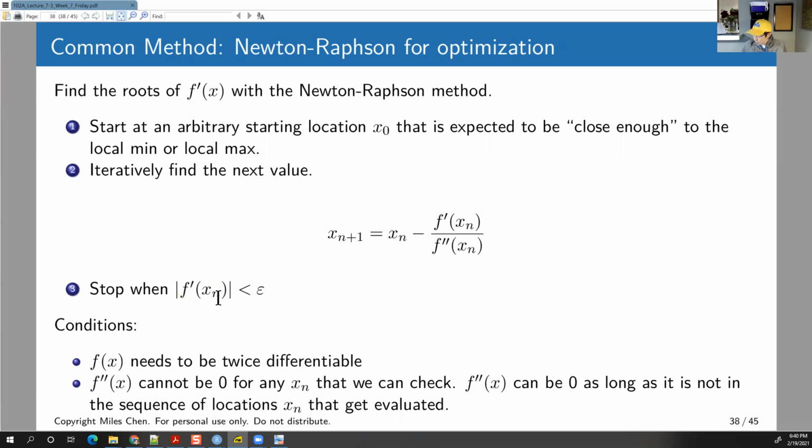The only conditions here are that f needs to be twice differentiable. You need a function that you can differentiate twice, and f double prime is not allowed to be 0 for any of the xn's that you check. It's allowed to be 0 elsewhere. It can cross 0, it can go from negative to positive and things like that. That's fine. It's just inside your sequence, depending on your starting point, that f double prime at xn is not allowed to be 0.